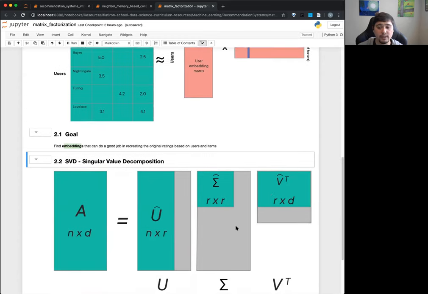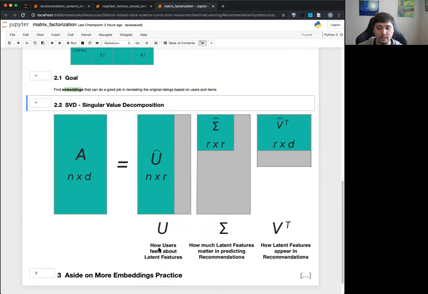And so what we're really trying to do here, and this is where I added a little bit of extra notation. If you've seen this in the curriculum, note that the words on the bottom won't be there in the picture. I just added this here, that this matrix is really representing how much users feel about latent features. So you can think of how they react, like how much they like comedy and action and all that stuff. And then this sigma matrix right here, note that it's square, but it's saying how much these latent features matter in predicting these recommendations.